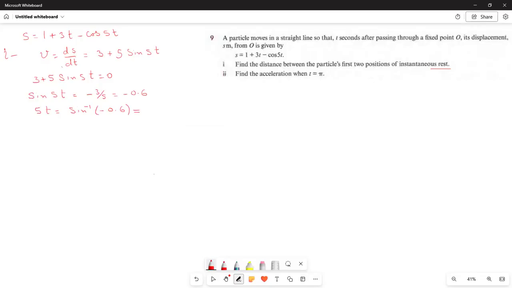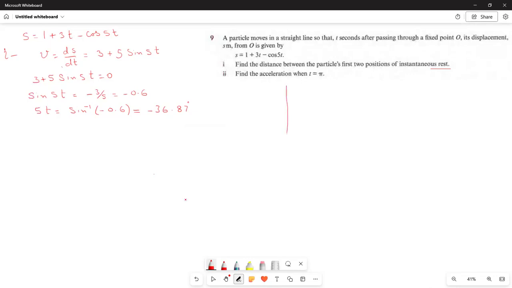If you're in the degree setting, it is minus 36.87 degrees. Now I'm working in degrees, but we have to write this in radians. Anyway, there's no problem, we can convert it any time. Remember, this is negative, so it will give me a time which is negative, but time starts from zero.